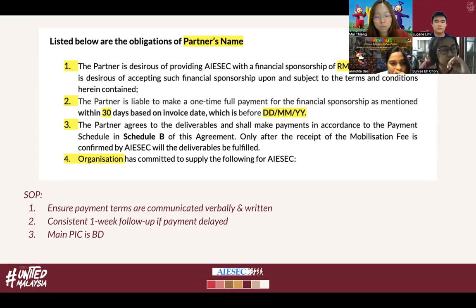And be consistent when following up on payment delays. What this means is, if they're not giving the payment, even after your FL has issued an invoice and you've already written in the MOA that they should pay by this day, you should consistently follow up. Don't just give up and say maybe they'll pay sometime later, or I'm just going to follow up next month since I'm busy this week. It's not your problem anymore. This is an Isaac problem.